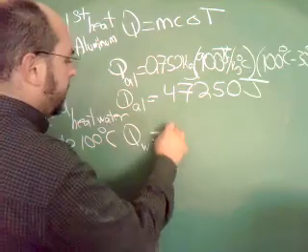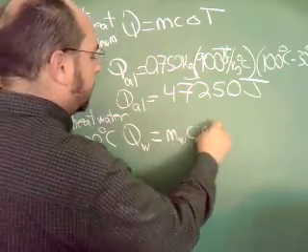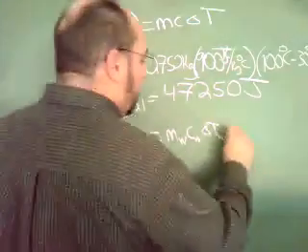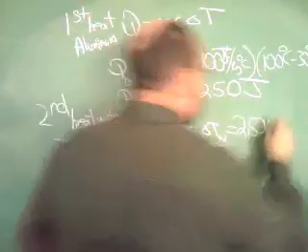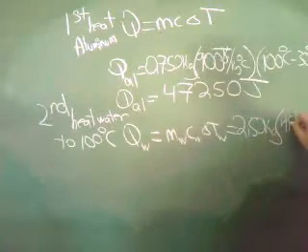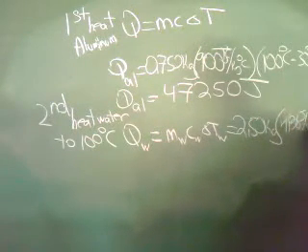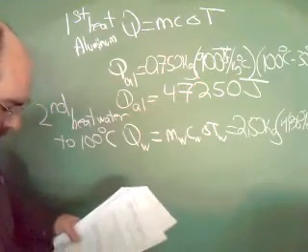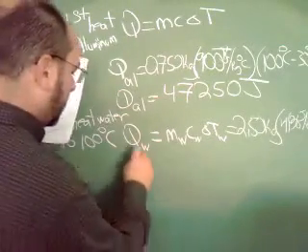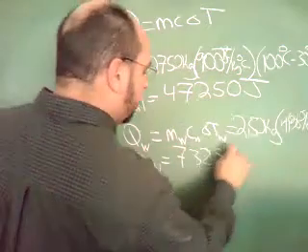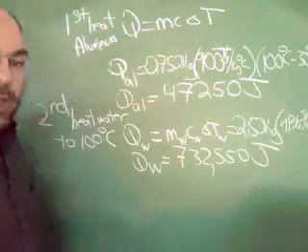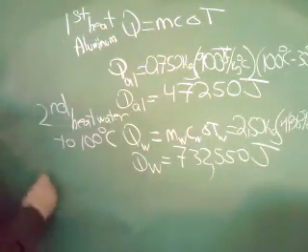Q_W equals m_W c_W delta T_W. So the mass of water, 2.5 kilograms, times the heat capacity, 4186 joules per kilogram degrees C. Same 70-degree temperature difference. And this is a much bigger number. Heat that we added to water was 732,550 joules. But wait, there's more.